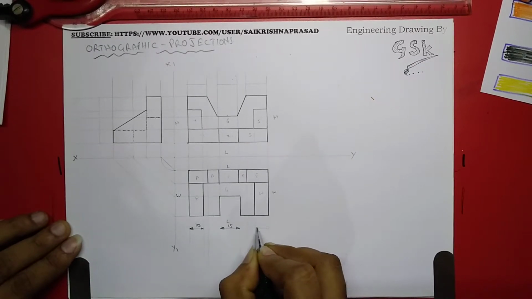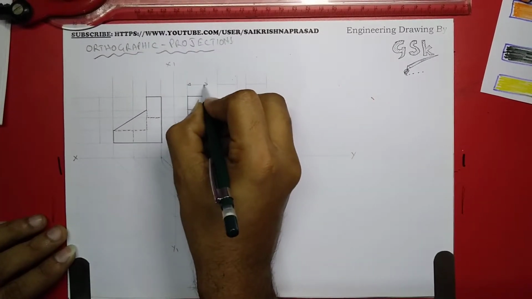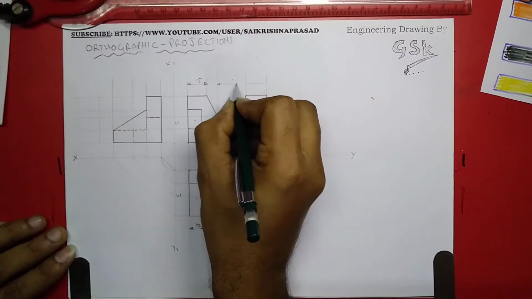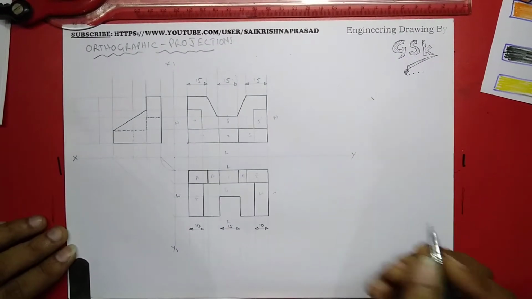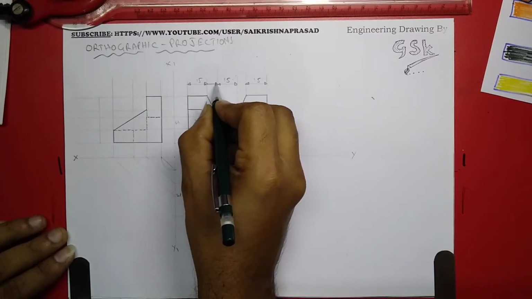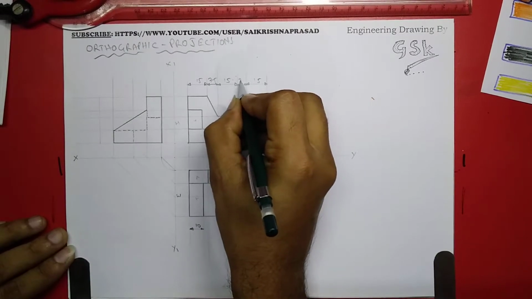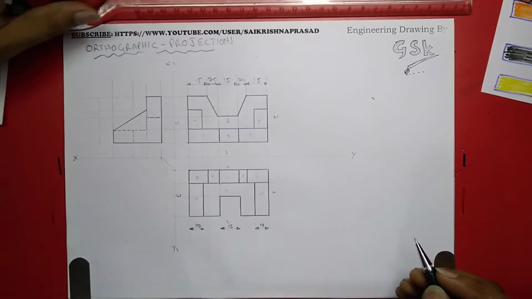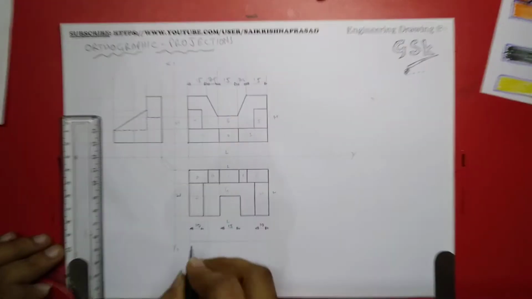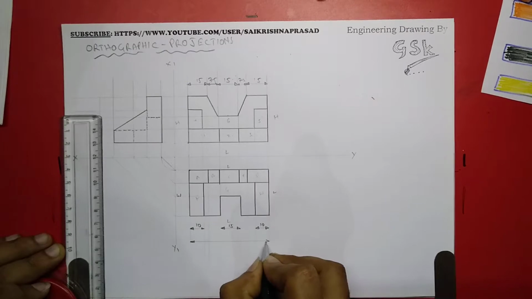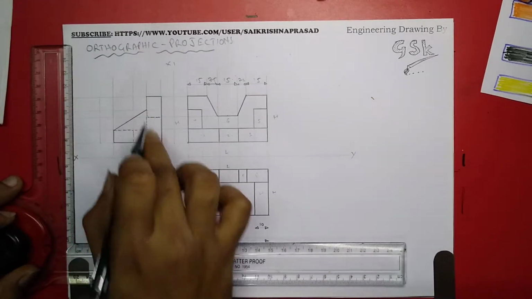15, again 10, this is 15, 15, 15, and this 7.5, 7.5, total is 60, or else I'll mention the dimension over here, total 60. This is the length. And this is the width.